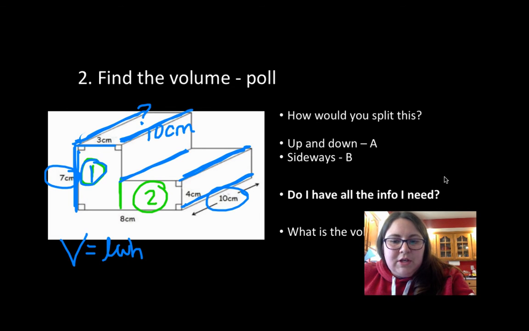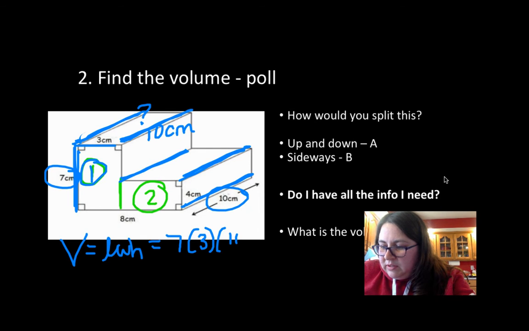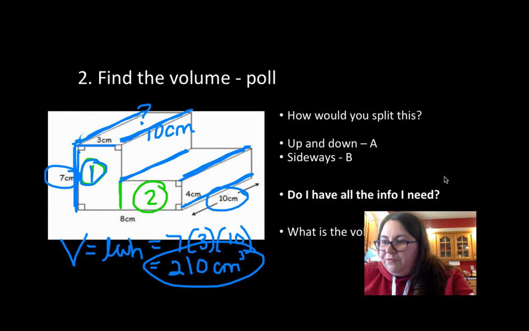Okay, so what we can do then is say, to find the volume, I know it's 7 times 3 times 10. So this is going to be 21 times 10, which is 210 centimeters cubed. So that's the volume from the first shape. Now the second shape, we need to find the volume of. We've got a 4 and we've got a 10, so we know the volume of that second shape.